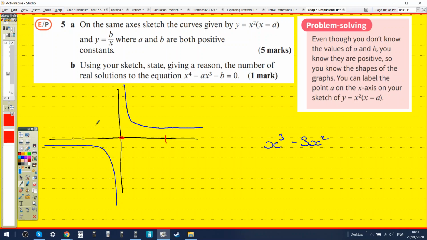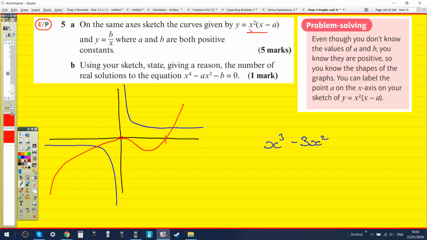Where will the cubic start from on the left side? The top. Positive or negative cubic? Positive. Therefore the bottom. Yes. So that will touch there, go through there.